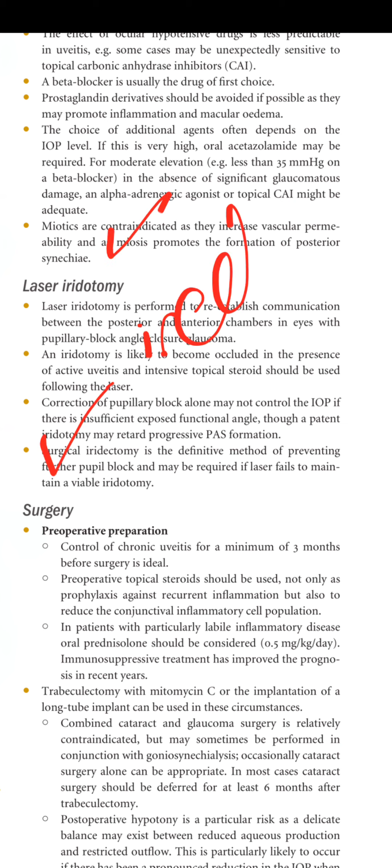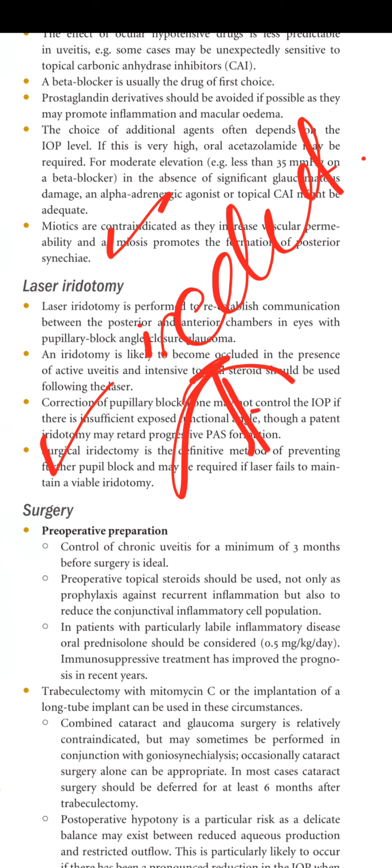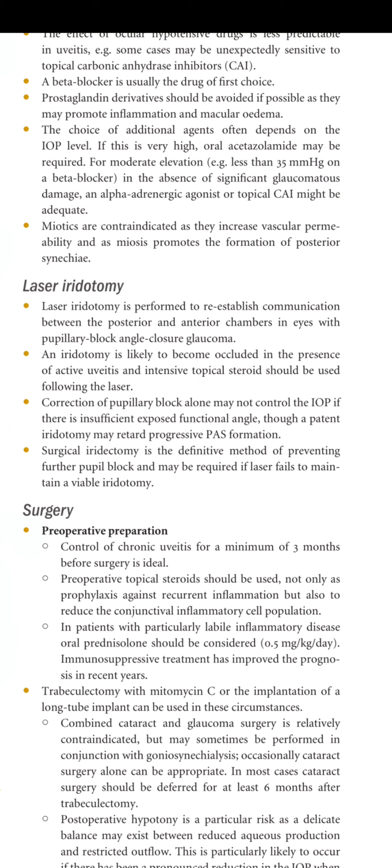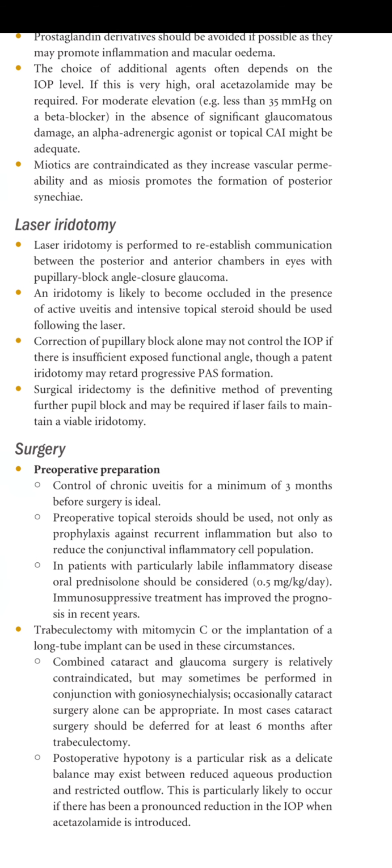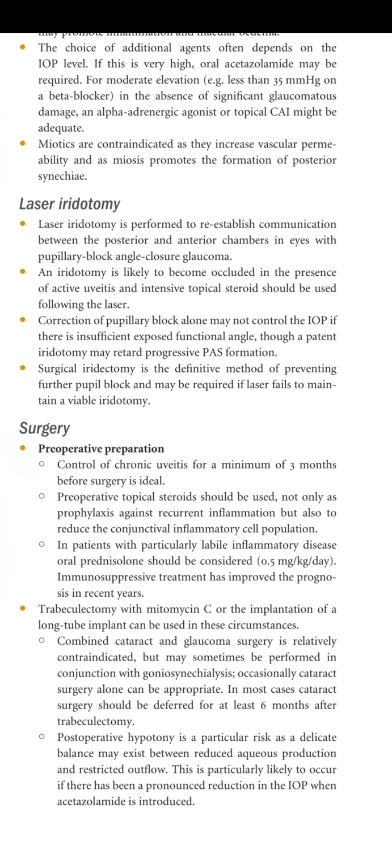Iridectomy is done through a surgical procedure. You take an AC paracentesis, you take the iris out and you make a hole in the iris, and this is how iridectomy is done. So, when laser iridotomy fails, you can go for the surgical iridectomy. So, what are the surgeries that can be done in a case of inflammatory glaucoma?